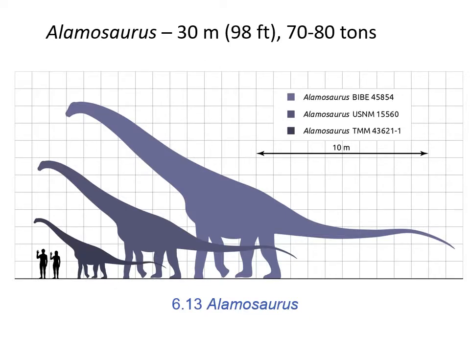Alamosaurus is one of the better known and one of the larger of our titanosaurs. As you can see, there's quite a range in size of specimens. The largest Alamosaur is specimen BIBE 45854, which, as you can see, got to be around 70 to 80 tons and about 98 feet long. And this is a fairly well-known titanosaur, but it's certainly not the largest.